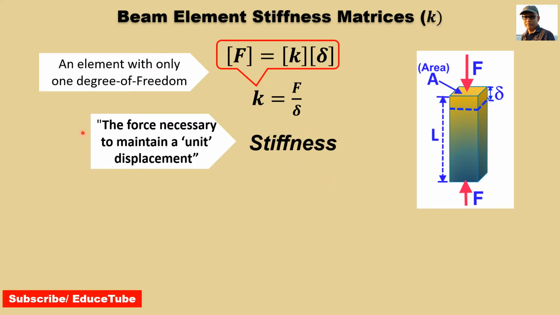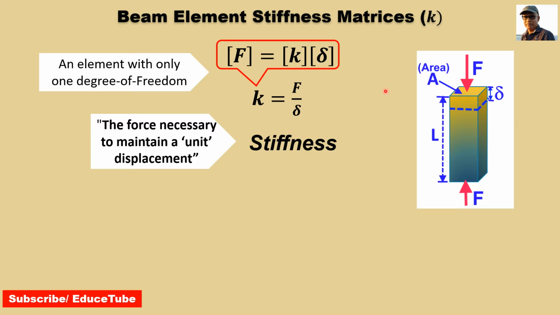Here I have written the force necessary to maintain a unit displacement. The equation tells us very clearly how unit displacement will come. As it is in the denominator, surely it is the force per unit displacement.